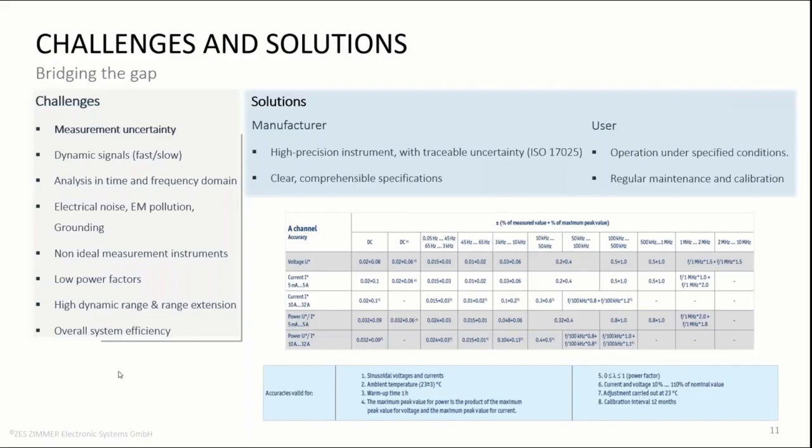The user from their side must ensure that they are getting the most out of their instrument by operating the power analyzer under specified conditions, for example, in proper ambient temperature and after proper warm-up, and calibrate their power analyzer at regular intervals. The longer the manufacturer can guarantee that their specifications remain valid after calibration, the easier and cheaper, of course, it is for the user to follow the appropriate calibration intervals.